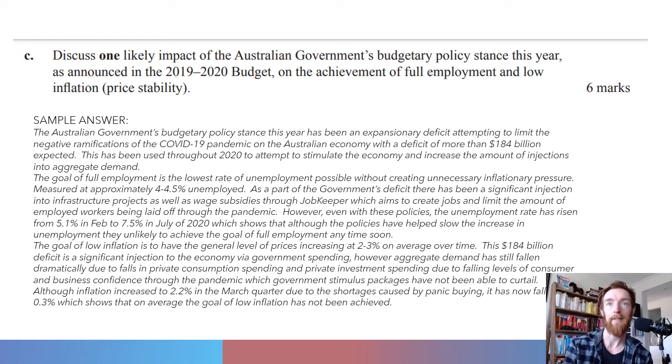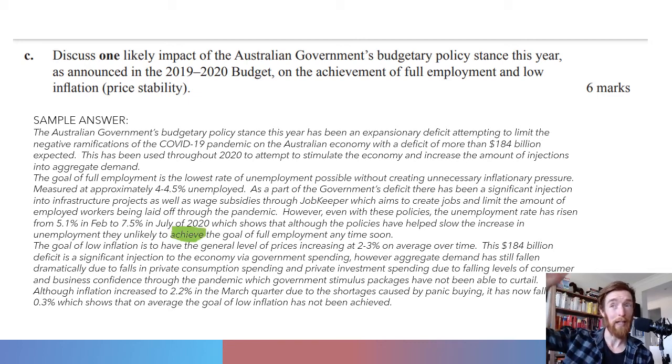As part of the government's deficit, there has been a significant injection into infrastructure projects, as well as wage subsidies through JobKeeper, which aims to create jobs and limit the number of employed workers being laid off through the pandemic. However, even with these policies, the unemployment rate has risen from 5.1% in February to 7.5% in July of 2020. Which shows that although the policies have helped slow the increase in unemployment, they're unlikely to achieve the goal of full employment anytime soon.